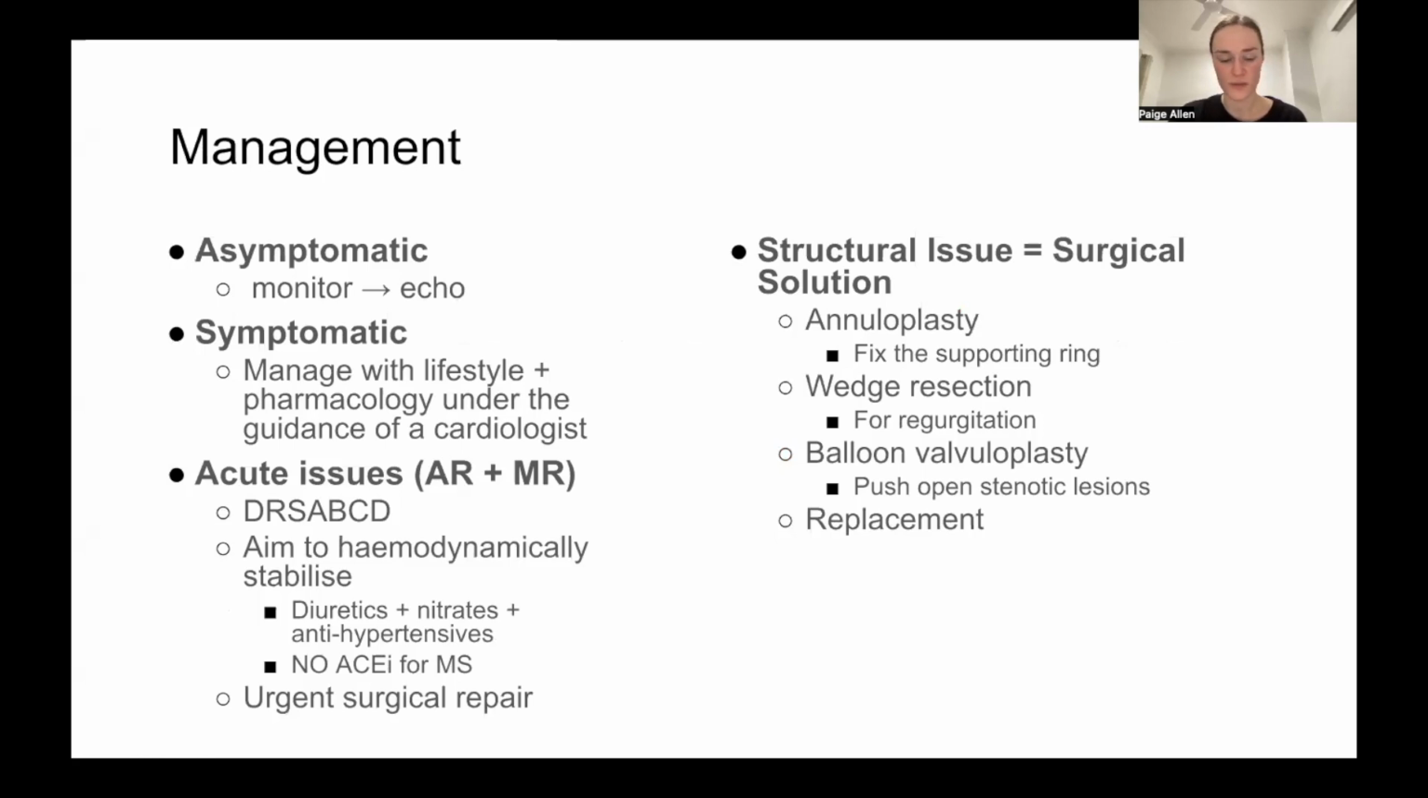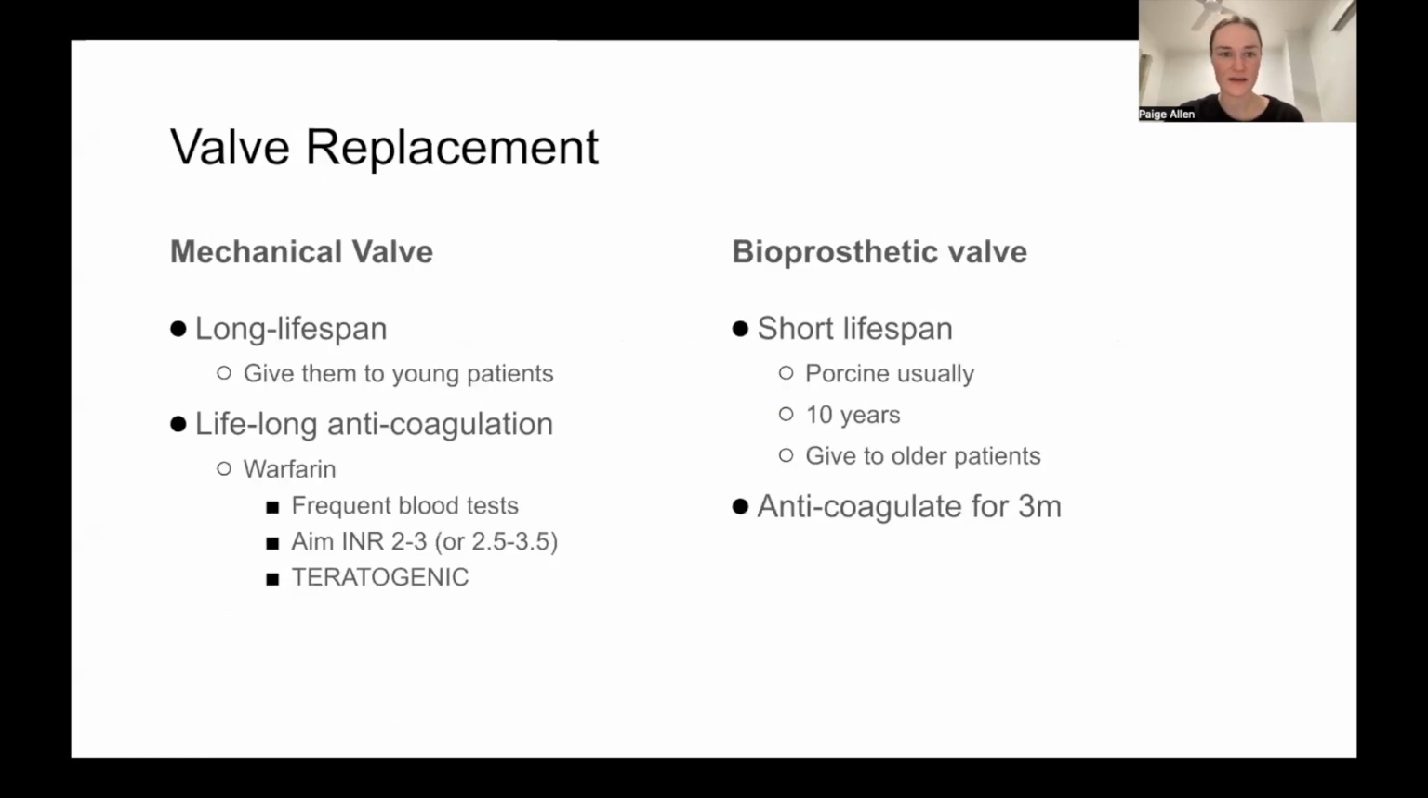Really, the management of murmurs is to treat the underlying cause where possible, but ultimately, if they have some sort of problem with the valve, you have to just replace the valve, right? Like you've got to fix it. So for valve replacement, you've got two different options.